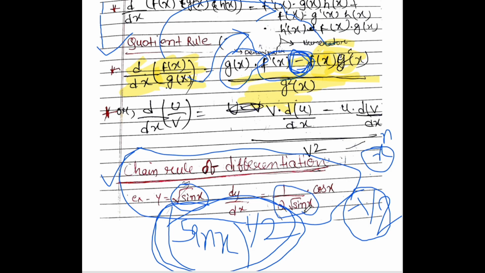This is a basic thing, I hope you know. So it is written like this, and now you have done this whole differentiation. Now do the differentiation of sine x. It will come cos x.